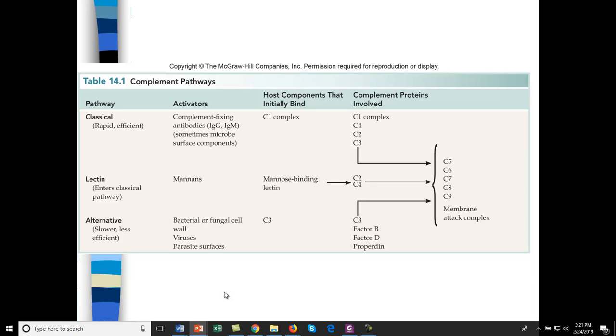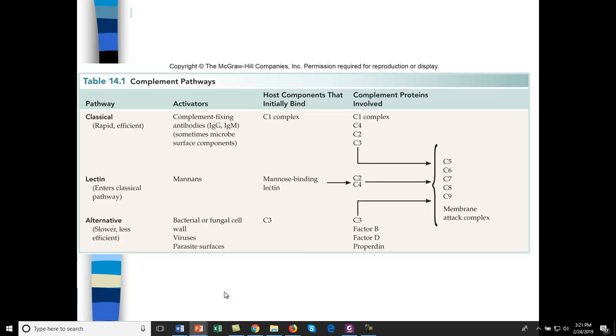The lectin pathway is initiated by mannans, and you've got a mannose binding lectin. That lectin is a serum protein that initiates C2 and C4, and then it goes into the common pathway. And then you have the alternative pathway, which is slower and less efficient. This is initiated by the bacterial or fungal cell wall, virus coat proteins, or the surface of parasites like helminths. This is initiated through C3. Then you have other complement proteins called factor B, factor D, and properdin, and then that goes to the common pathway.